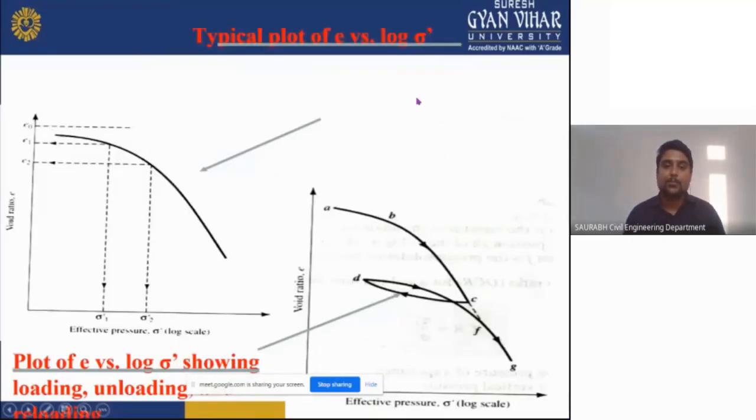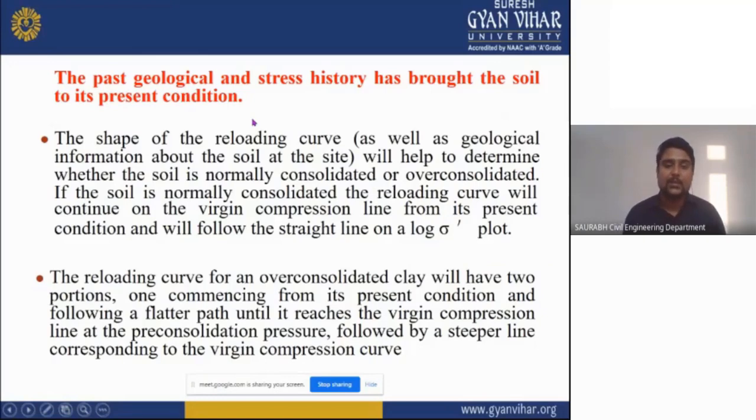Now we will see the typical plot of e versus log sigma, and in this graph you will understand the difference. Now we will see some terms which we need to know. The past geological and stress history has brought this soil to its present condition. The shape of the reloading curve as well as the geological information about the soil at the site will help to determine whether the soil is normally consolidated or over consolidated.